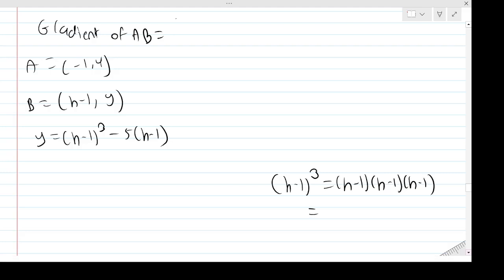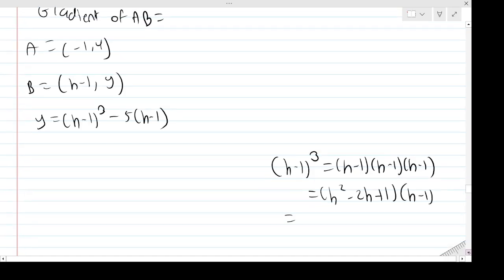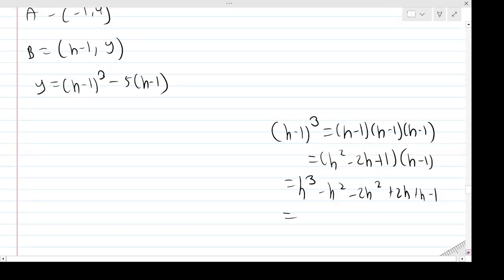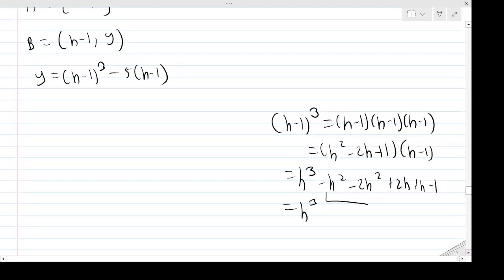So if I expand the first two brackets, that's going to be h squared minus 2h plus 1 times by h minus 1. Then if I expand that, then I get h cubed minus h squared minus 2h squared plus 2h plus h minus 1. And then I can further simplify by collecting like terms. So h cubed, then minus h squared minus 2h squared will be minus 3h squared plus 3h minus 1. Okay? Cool.